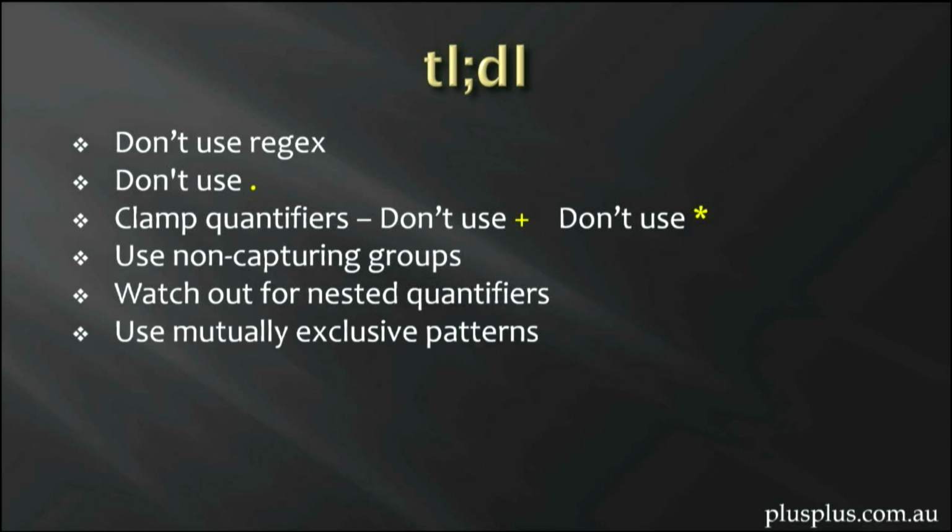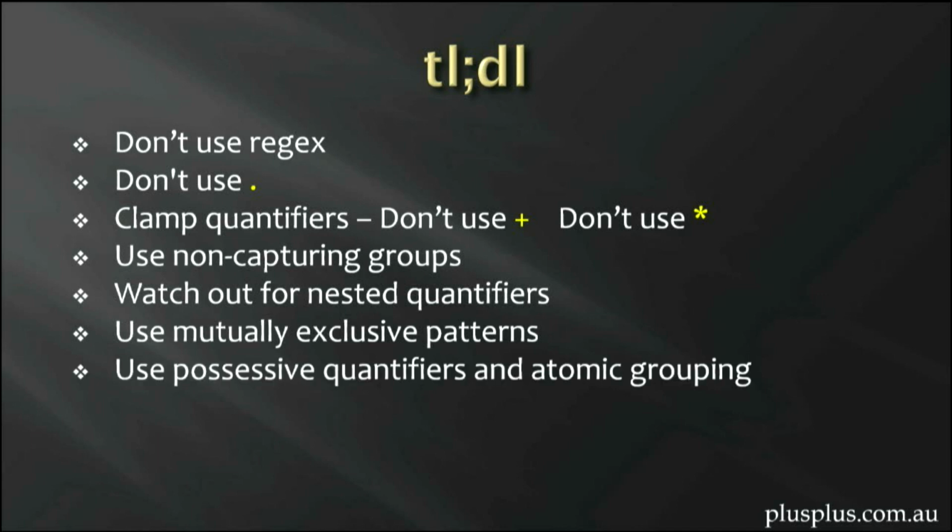Use mutually exclusive patterns. That was where I had the \W followed by the \D. Where there's an overlap of the patterns, use mutually exclusive patterns. And if appropriate, and if it works for your problem, use possessive quantifiers and atomic grouping. Technically, they're actually the same thing, that's just different syntax giving you the same, or they're almost the same thing. As long as you've got 3.11, which you should have, because 3.12 comes out next month.